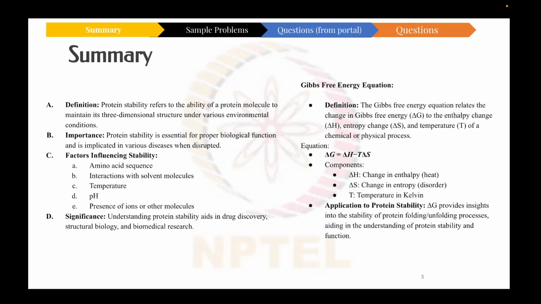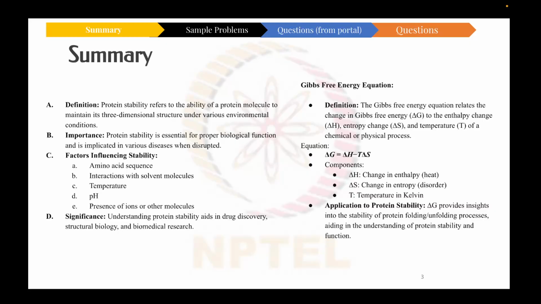Understanding protein stability is essential in fields such as structural biology, biochemistry, and drug discovery. Proteins must maintain their native structure to perform their biological functions effectively. Changes in protein stability can lead to protein misfolding, aggregation, and loss of function, which are associated with various diseases, including neurodegenerative disorders like Alzheimer's and Parkinson's diseases.